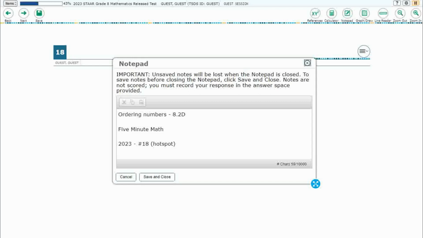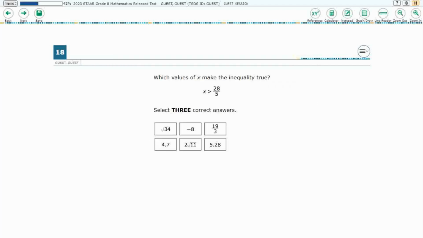Today we are looking at the 8th grade concept of ordering numbers. This is standard 8.2D in the great state of Texas, and we are using item number 18, which is a new item type called Hotspot of the 2023 released STAAR test. If you haven't done so already, please go ahead and take a moment to pause the video, work this problem out on your own, unpause it, and we will look at our answers together.